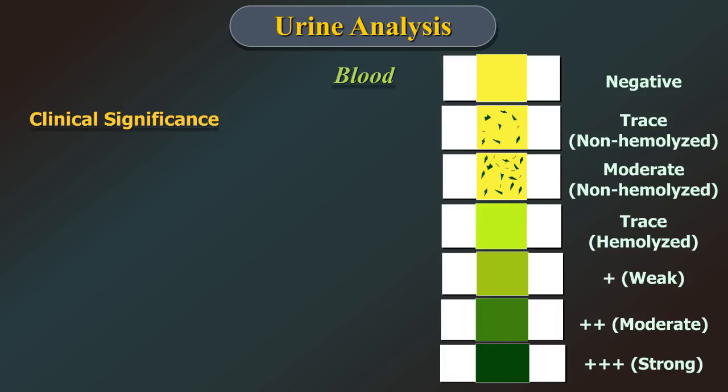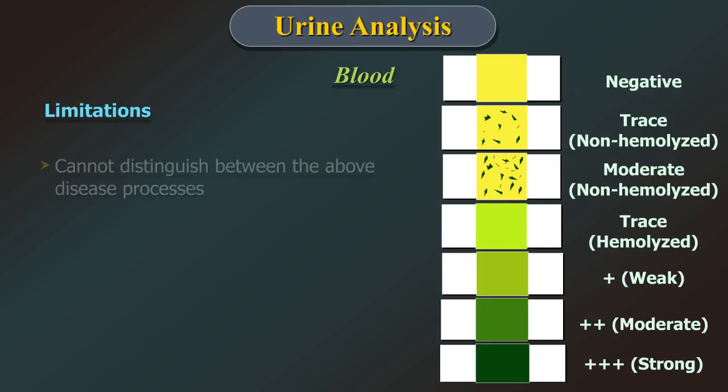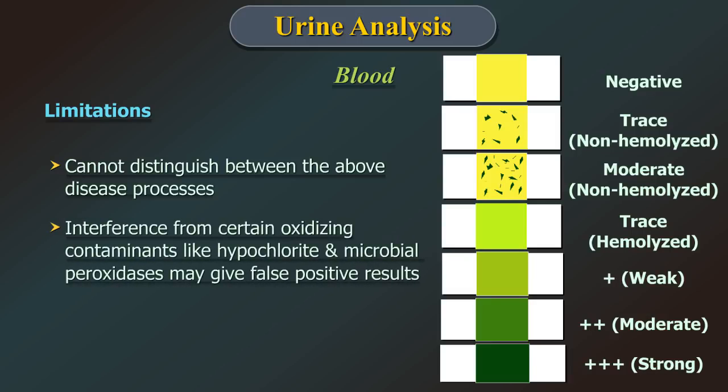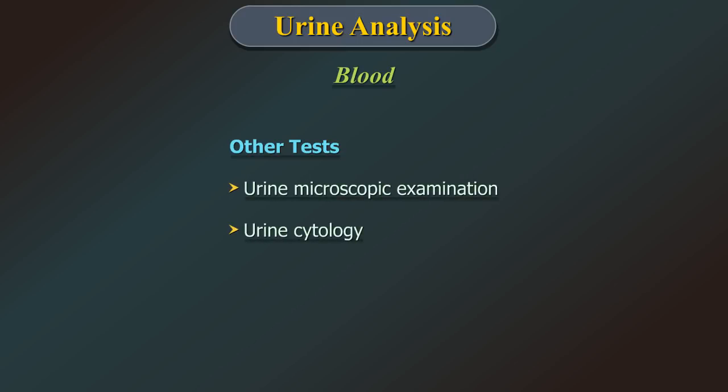Clinical significance is diagnosis of hematuria as seen in nephritis or trauma, hemoglobinuria in hemolysis, myoglobinuria in rhabdomyolysis. The limitation being it cannot distinguish between the above disease processes. The interference from certain oxidizing contaminants like hypochlorite and microbial peroxidases may give false positive results. The other tests are urine microscopic examination and urine cytology.